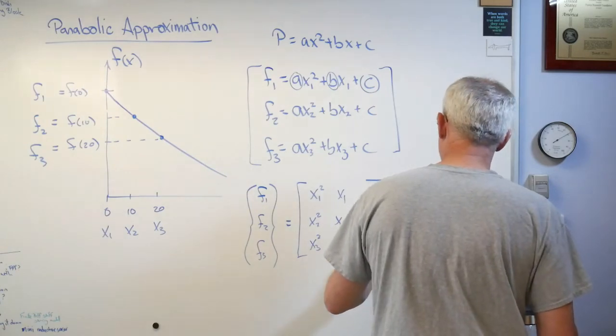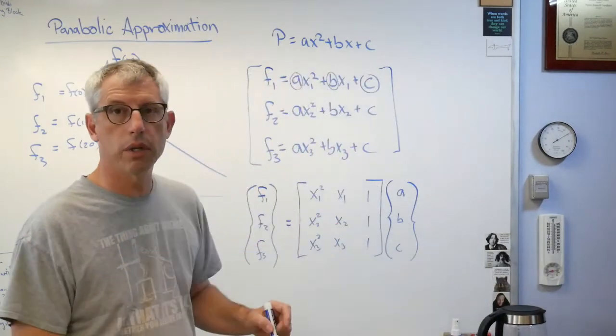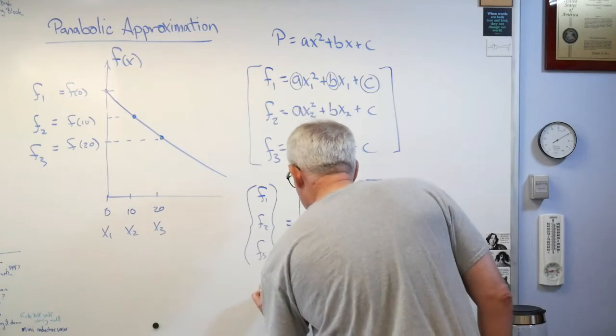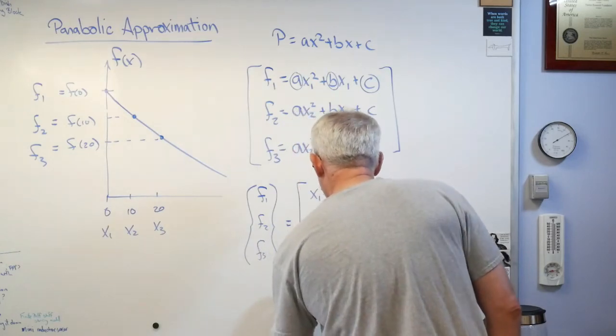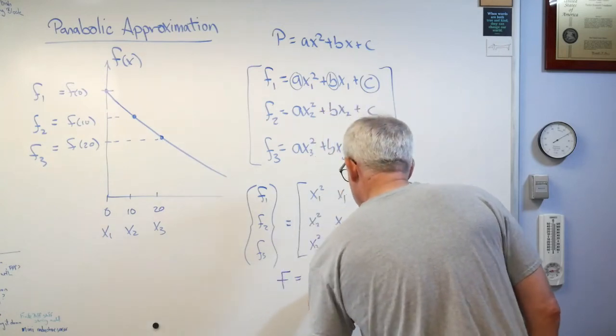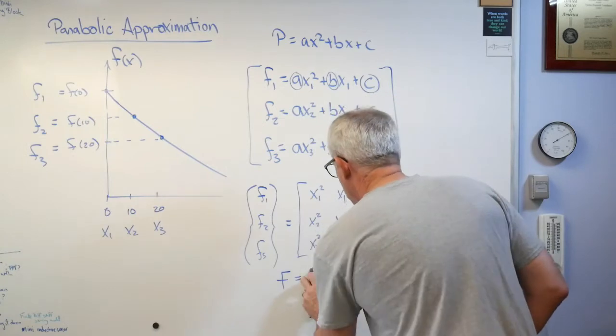A, B, and C. This is a matrix equation. And what this lets us do is write it out this way. F equals, and I'm going to call these x's. Well, this is x times, I'm going to call that just C, because that's a list of, let me do it this way.